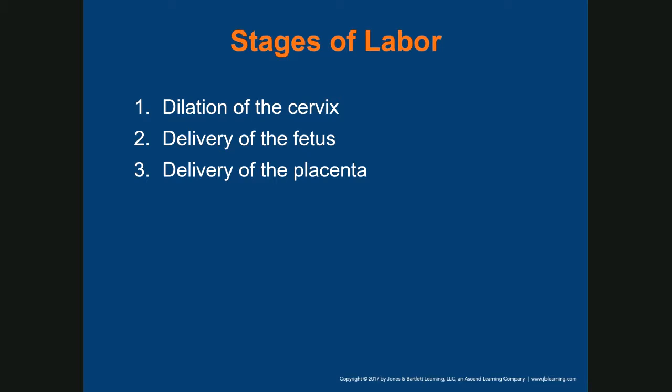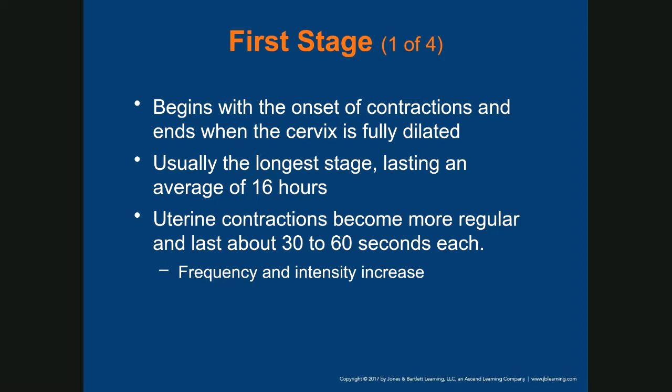So you need to know when the stage begins, you need to know when it ends. All right. Now the first stage begins with the onset of contractions and ends when the cervix is fully dilated. You are not going to test for cervical dilation, so look for crowning. Usually the longest stage, lasting an average of 16 hours, can be less, right? So the entire birth process can actually take place in 3 hours or less. That's a precipitous birth, right?